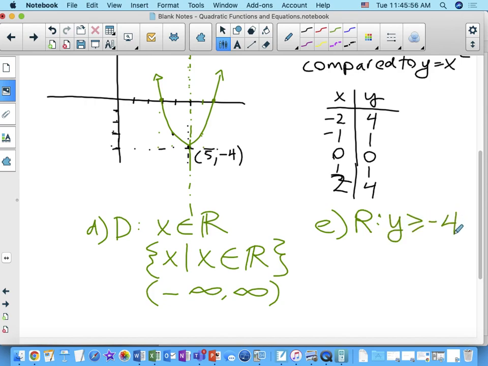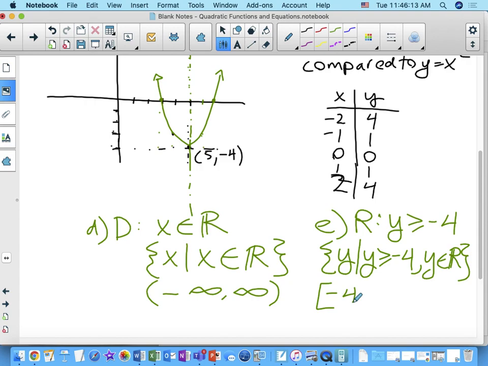In set builder notation, the range is the set of y such that y is greater than or equal to -4, comma, y is an element of the real numbers. And then in interval notation, -4 with the square bracket, comma, infinity, round bracket. Because on the lowest end, -4 is part of the range. On the high end, infinity, we don't have a defined value for infinity, and so we use a curved bracket for that part. Okay, so you have to be comfortable with recognizing all three formats.